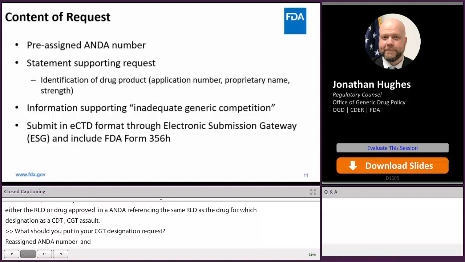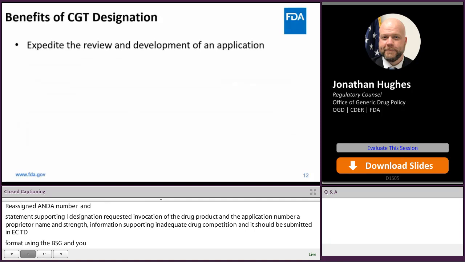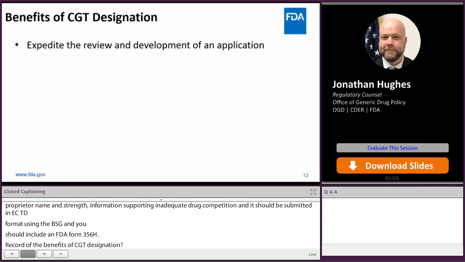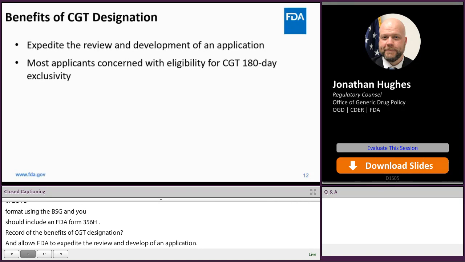What are the benefits of CGT designation? It allows FDA to potentially expedite the review and the development of an application, and most applicants are concerned with eligibility for the CGT 180-day exclusivity.